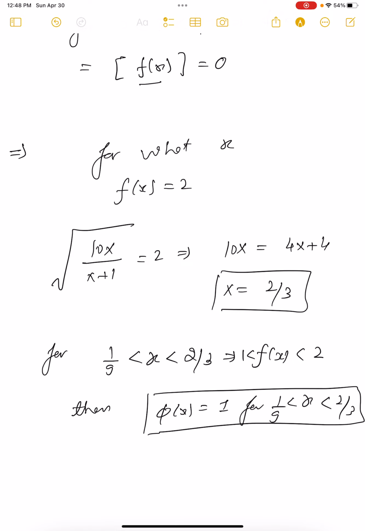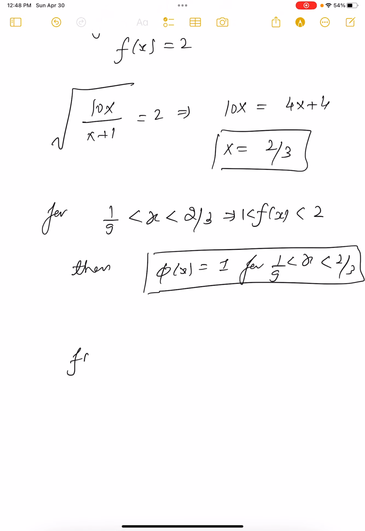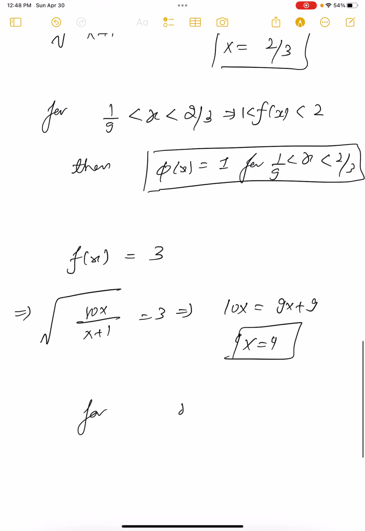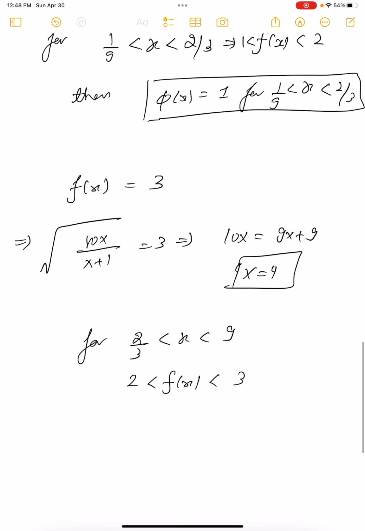So this is important. Now we solve for f of x is 3. So this is 10x over x plus 1 is 3, which implies 10x equals 9x plus 9, and x will be 9 only. So it means for x which is greater than 2 over 3 but less than 9, your f of x is greater than 2 but less than 3.